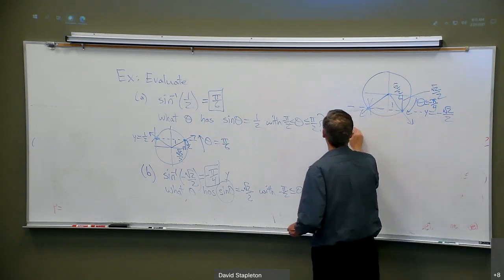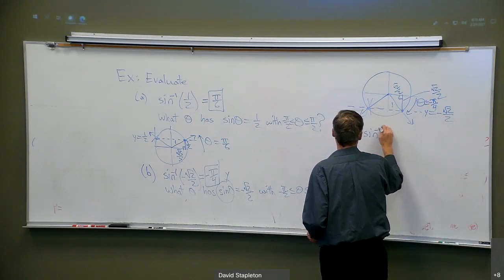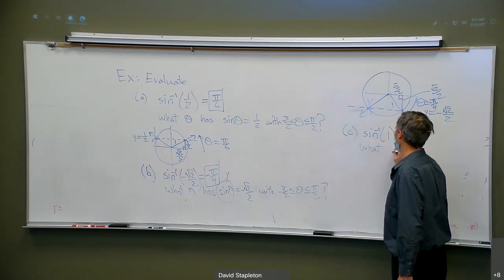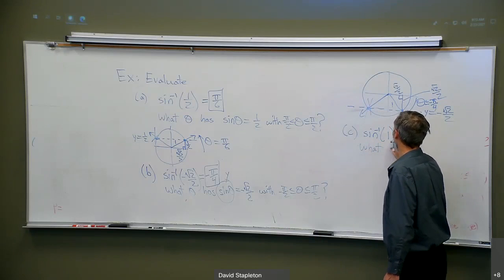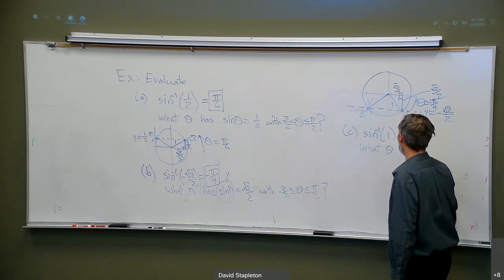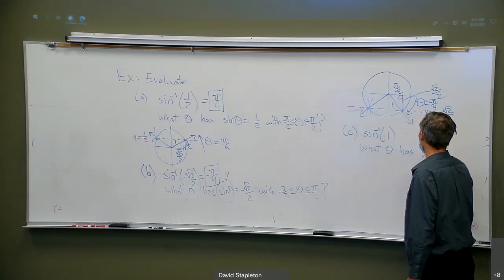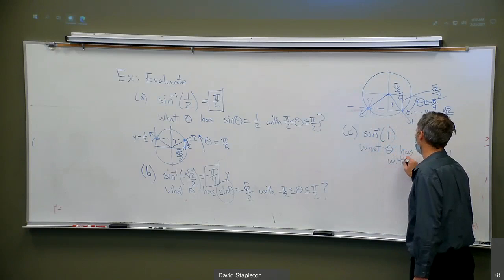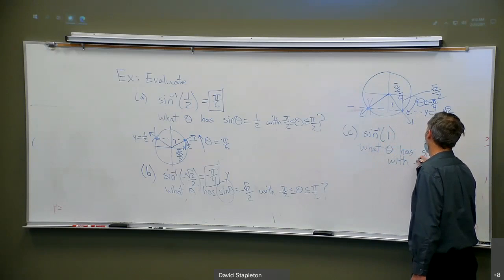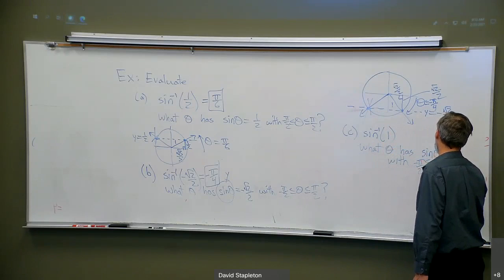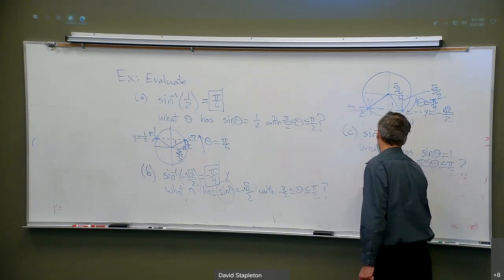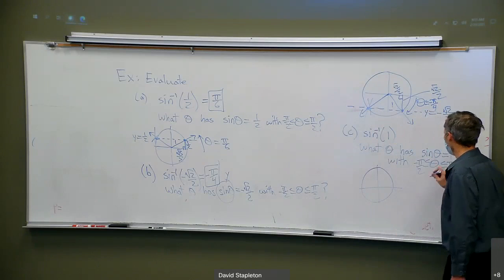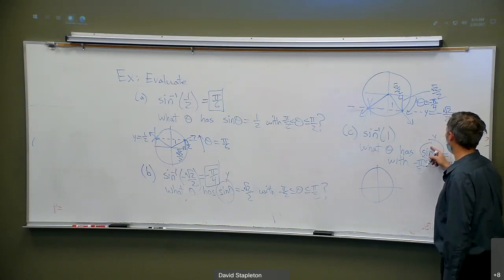How about this one? What's the inverse sine of 1? Again, you're asking what angle theta has sine equal to 1, with theta between plus and minus 90 degrees, minus pi over 2 and pi over 2 radians. Draw the unit circle. If the sine is the y coordinate, right? So where is y equal to 1?